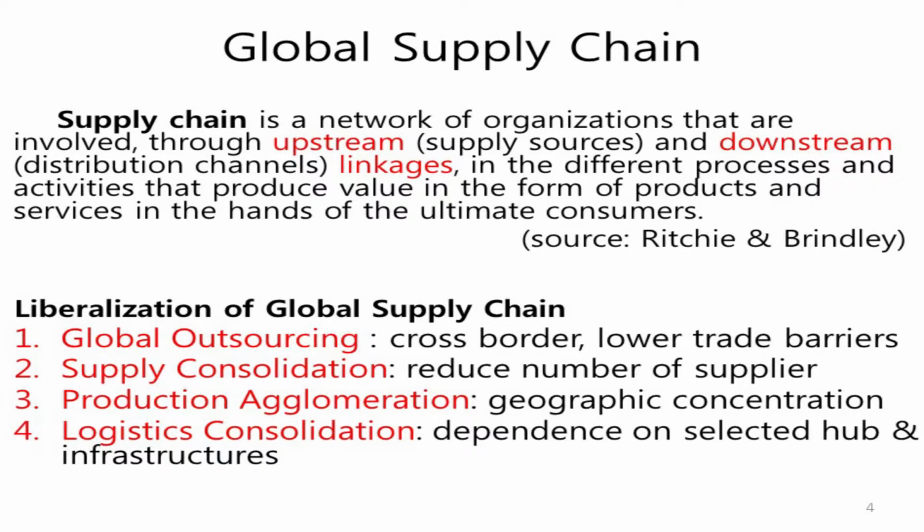The fourth aspect is logistics consolidation. It depends on very selected hubs and infrastructures. If there's some kind of disaster in one hub port, it can affect the supply chains on a global scale. For example, if the labor union in Singapore has a strike in one port, it affects the supply chains on a global scale. So those are the important phenomena on the global scale.